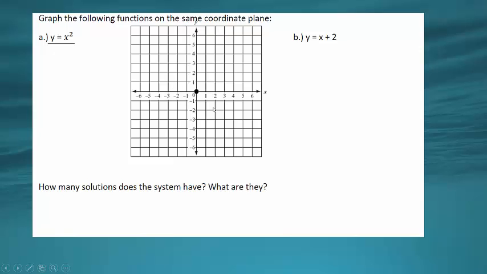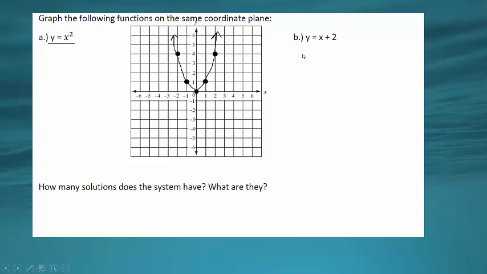As always, I always put my 0, 0 right here. That's always going to be on x squared. And then if we put 1 in for x, we get 1 out for y. So I always do 0, 0, 1, 1, and 2, 4. And then of course we can mirror those points and we get a nice pretty parabola.